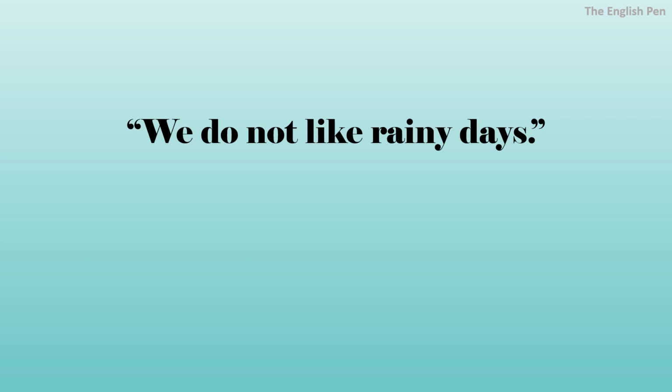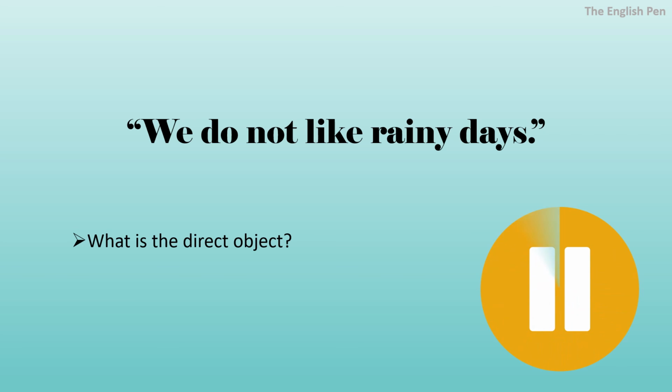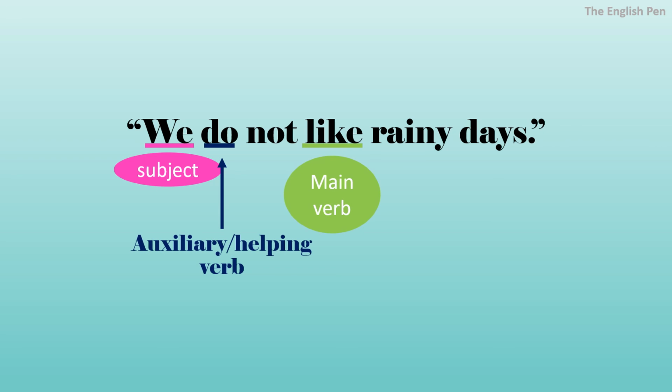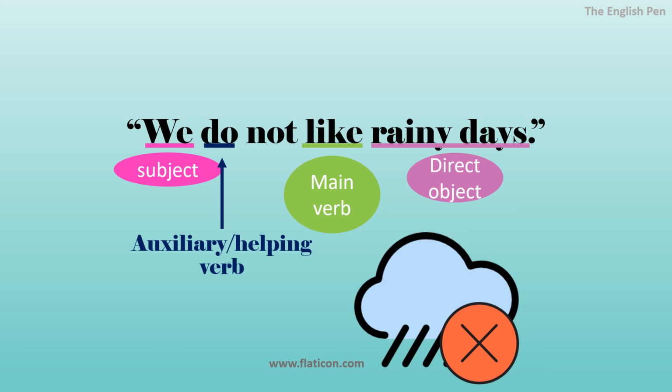Here is another one. We do not like rainy days. What is the direct object in this sentence? We is the subject, do is the auxiliary or helping verb, like is the main verb, and rainy days is the direct object. Notice that this sentence is written in the negative form. You can tell by the presence of do not.